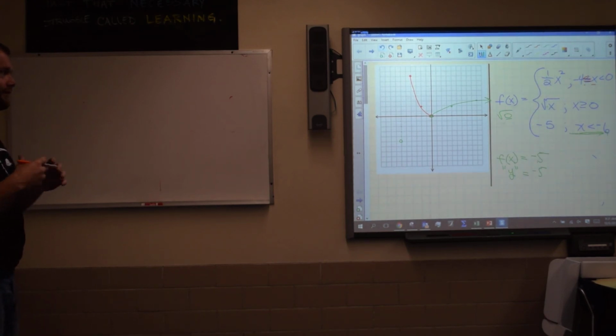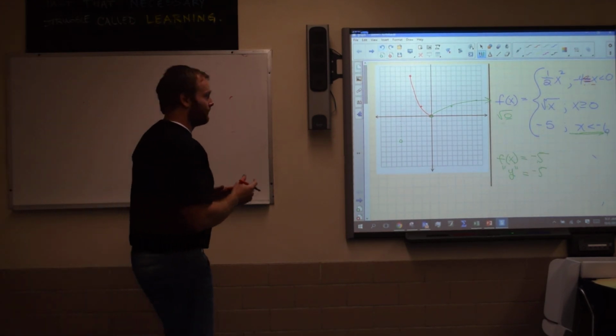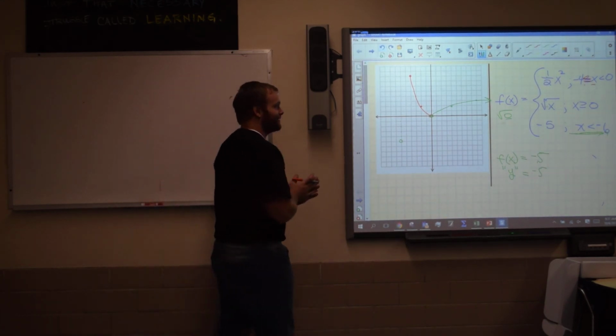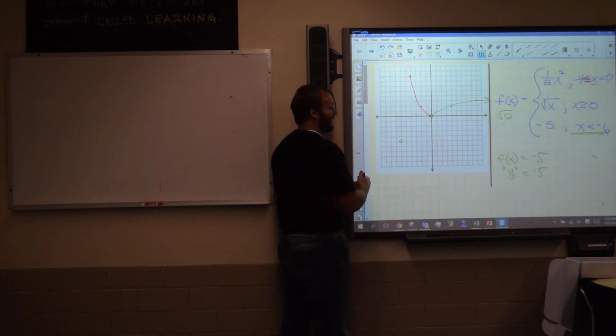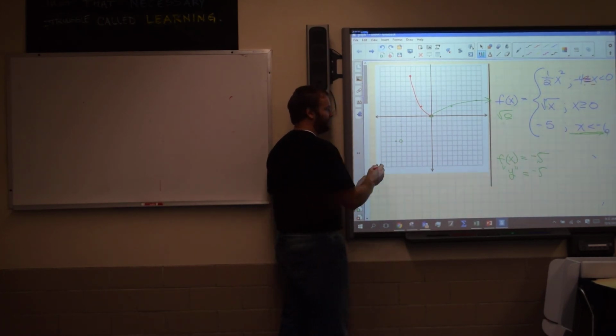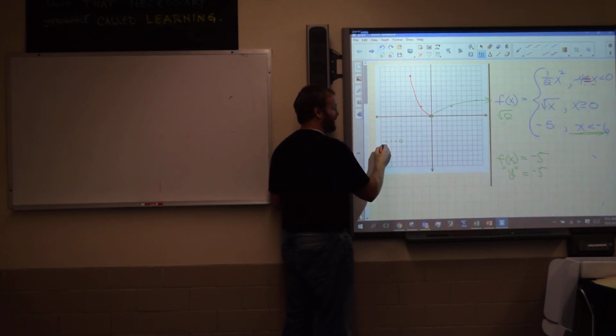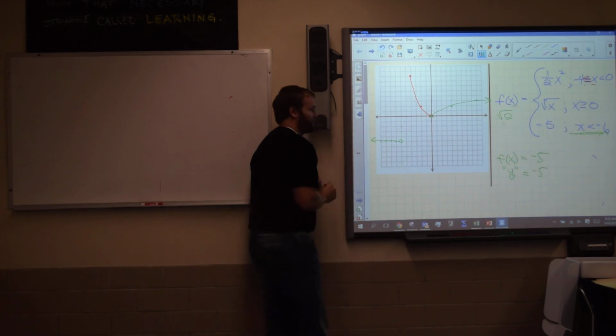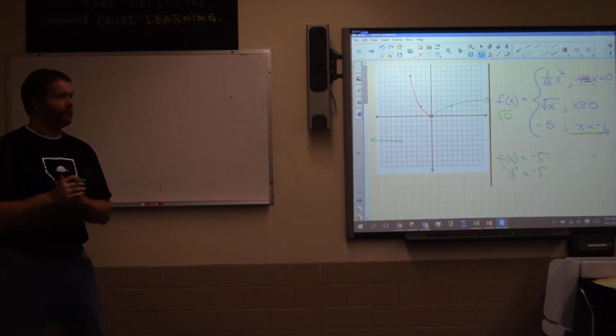But the best way of showing that the point immediately to the left of it does exist is with that open dot. And now anything to the left of -6, like -7, is going to have a y value of -5. -8, -9, -10, all going to have y values of -5. So then we have that horizontal line.